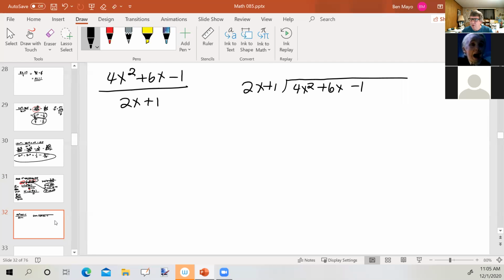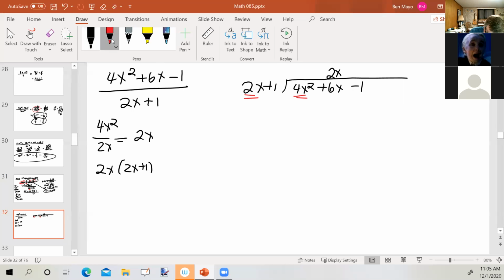Again, they are both in descending powers. So focusing on the leading term inside and the leading term outside, 4x squared divided by 2x would be 2x. So that goes up in the x column. Then we're going to take 2x times 2x plus 1. That is this times this. Distributing, we get 4x squared plus 2x, which we write here.